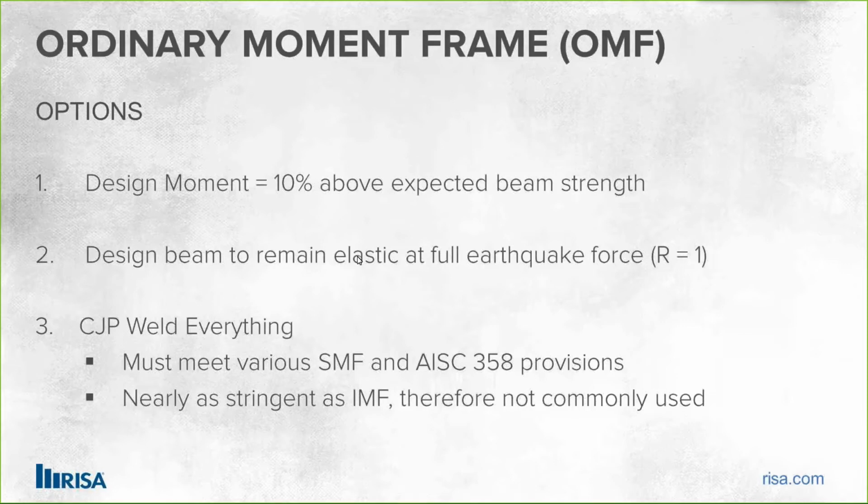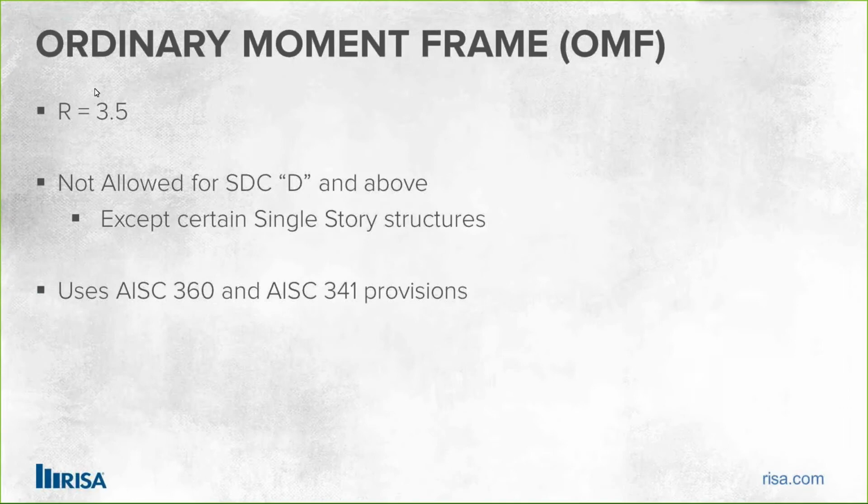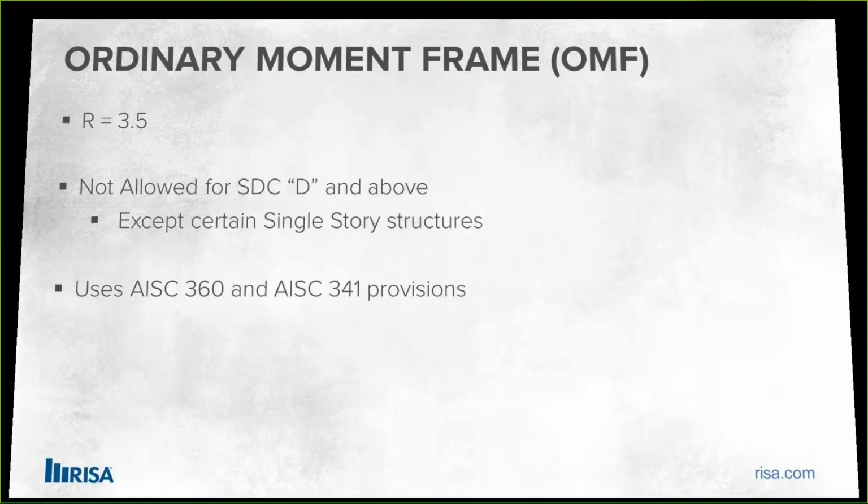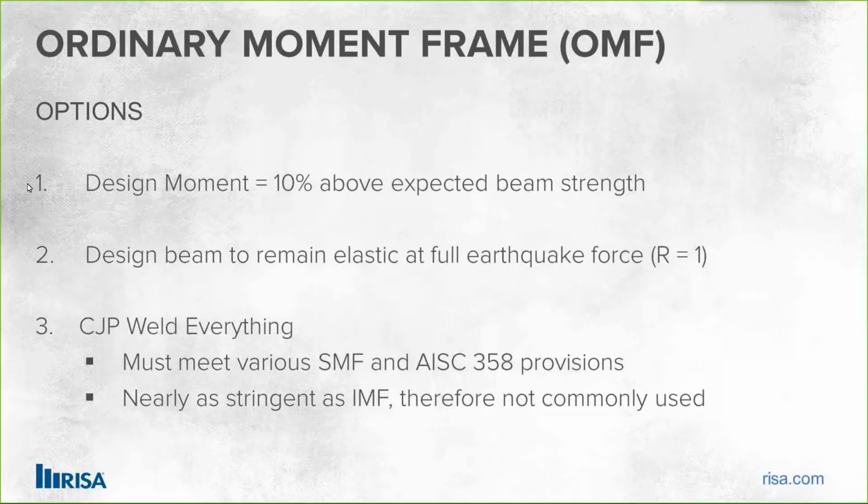Now, of course, these forces would be tremendously large under a seismic design category D, for example, where we're talking about taking advantage of this exception here for the single story structures. But ordinary moment frames can be useful for lower seismic design categories where your base shear is so small that even if you triple it by using an R equals 1 instead of an R equals 3, you're still going to have relatively small earthquake forces. And that would be for places like the Midwest, for example, in the US.